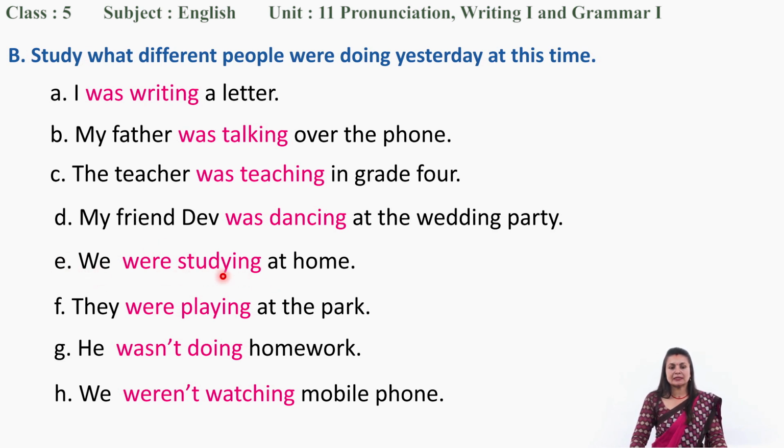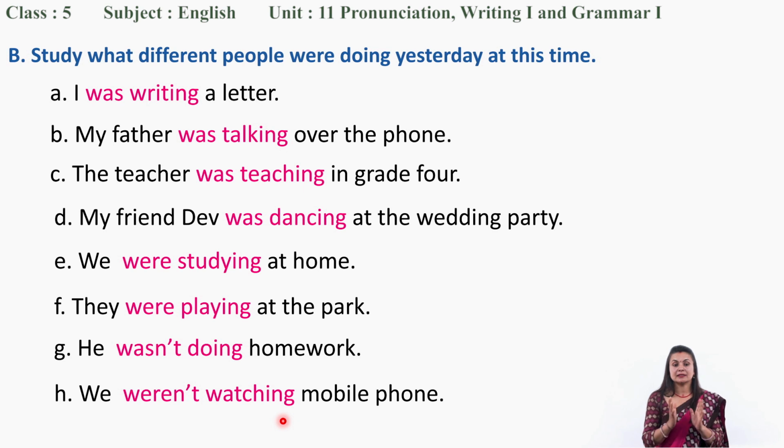We were studying at home. The next sentence is, they were playing at the park. Okay. Next one, he wasn't doing homework. The last one is, we weren't watching mobile phone.